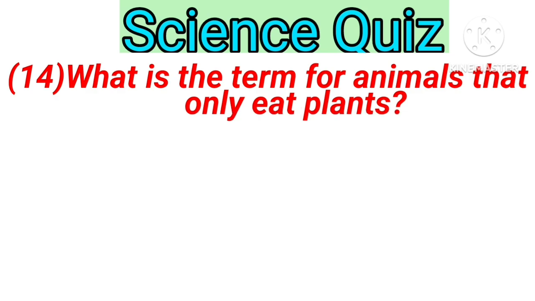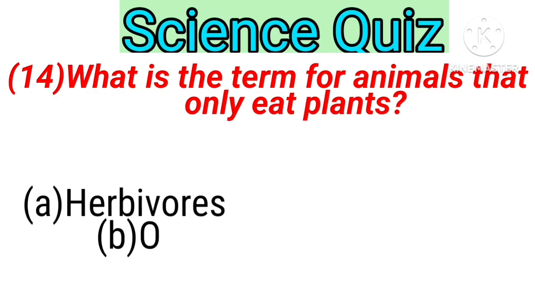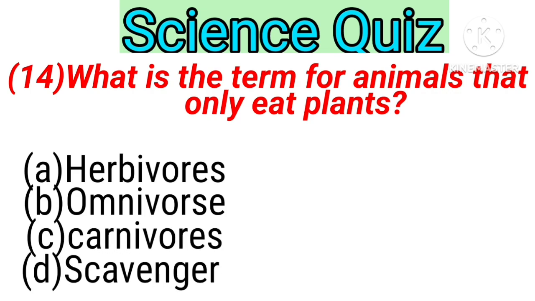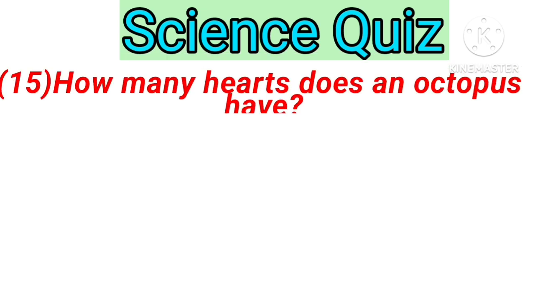Question number 14. What is the term for an animal that only eats plants? Options are herbivores, omnivores, carnivores, scavenger. Right option is herbivores.